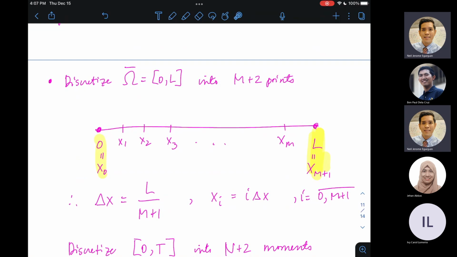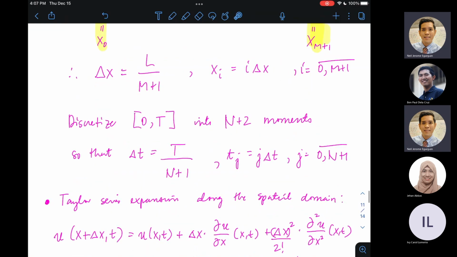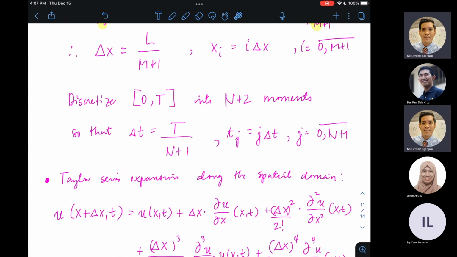And again, we will be implementing it in a computer, so we need to discretize the observation time as well. So say we want to observe the temperature on the rod over the time interval 0 to capital T. So what we're going to do is to discretize that interval 0 to T into n plus 2 moments in time so that you have this formula for the step size. And then here's how we get the t sub j's. And our goal is to compute the temperatures at j going from 1 until n plus 2. Right? So those are our goals here.